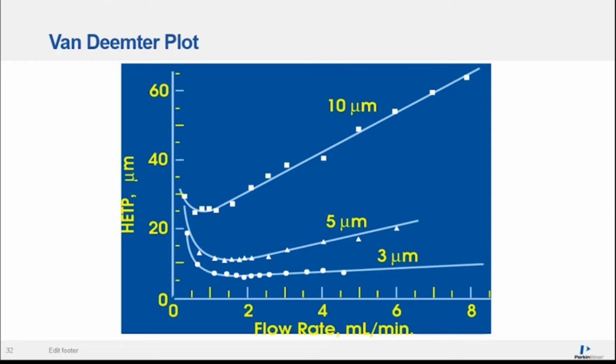Now, what happens when you look at your faster flow rates, then you're going to be dealing with higher pressures. And that's why UHPLC is becoming such a common and popular technique.